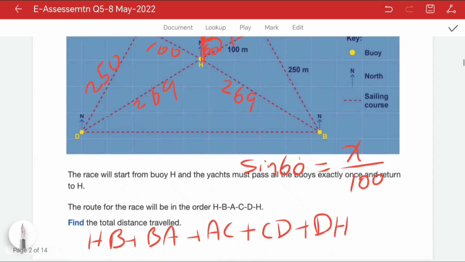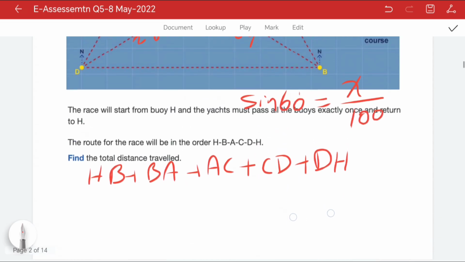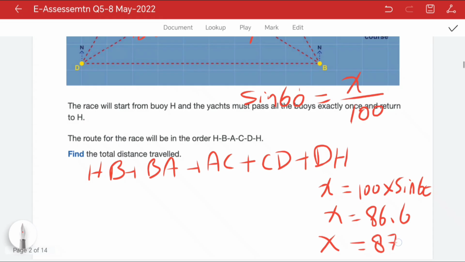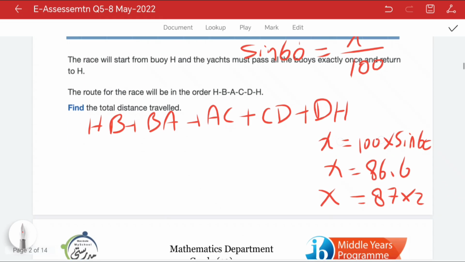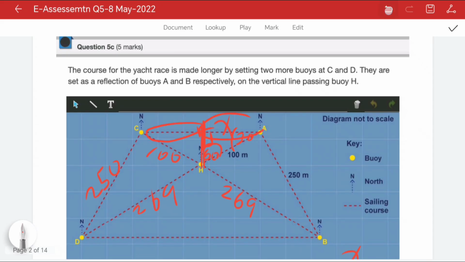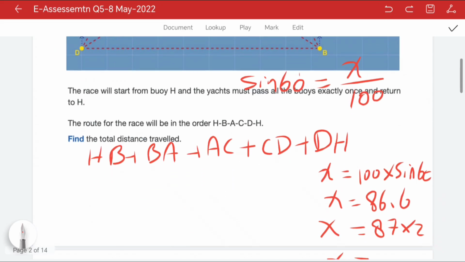So x equals 100 times sine 60. Put it in the calculator and you will get the answer, which is 86.6, or we can write 87 after rounding off. Multiply by 2. Why multiply by 2? Because we need the total, which is equal to 173.